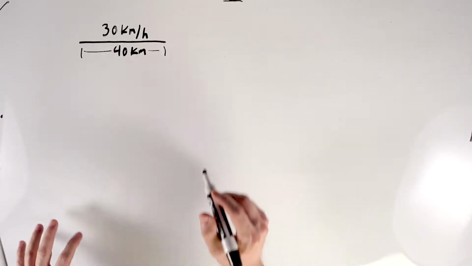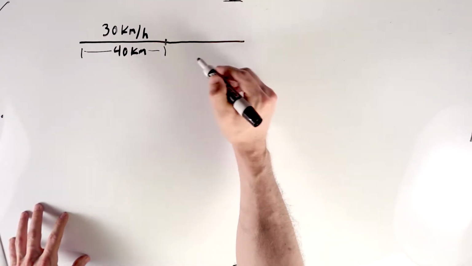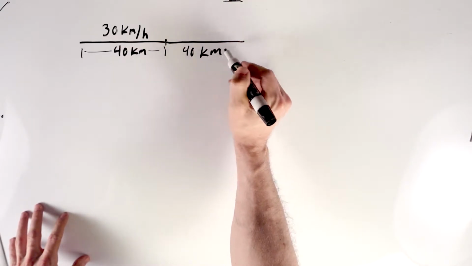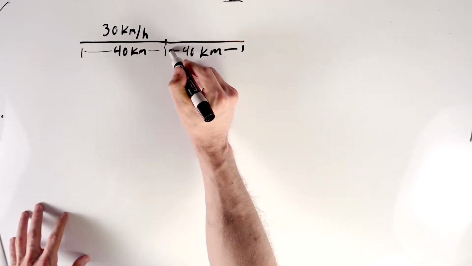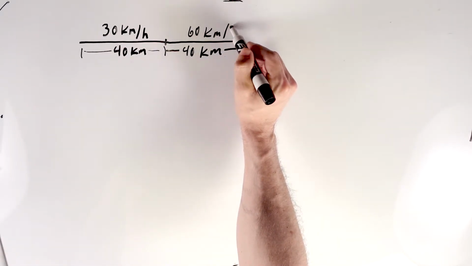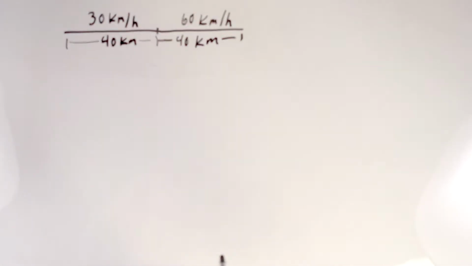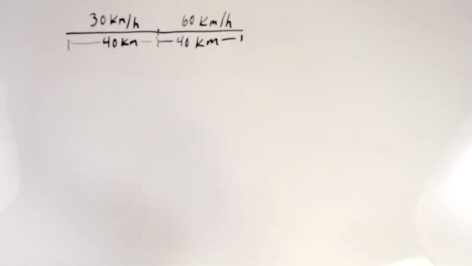Okay. It then continues in the same direction for another 40 kilometers at 60 kilometers an hour. So we put a little split there, another 40 kilometers. And now we're going at 60 kilometers per hour. And then it asks, what is the average velocity of the car during the full 80-kilometer trip? Okay, so we have the parameters of the problem laid out.